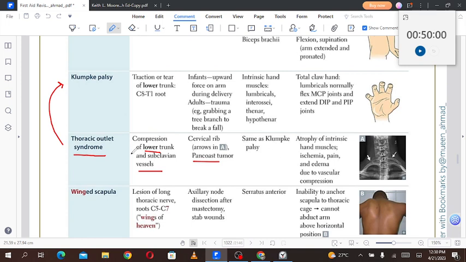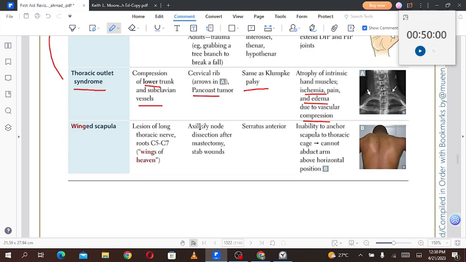The presentation will be the same as that of Klumpke's palsy, and the result will be atrophy of the intrinsic hand muscles, ischemia, pain, and edema due to vascular compression. The subclavian vessel is going to supply the upper limb. So due to the compression of the upper limb blood supply, there will be ischemia, pain, and edema. Along with that, there will be atrophy of the intrinsic muscles of the hand. Moving to the winged scapula.